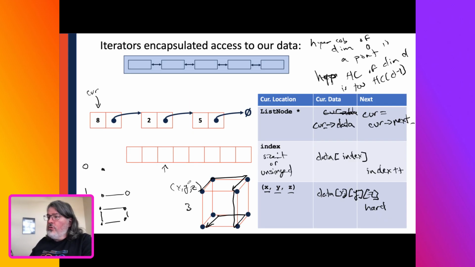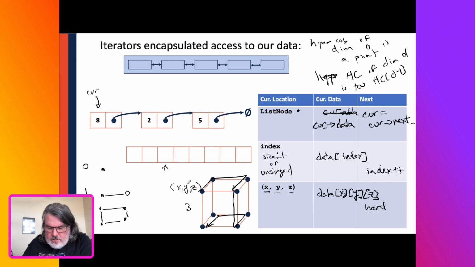And how do I do it? Well, I don't know. But an iterator says, let's use the same interface, no matter what the underlying data structure is, to iterate through all the data in my data structure. Okay? So whatever my data structure is, I'm going to use my iterator interface instead.